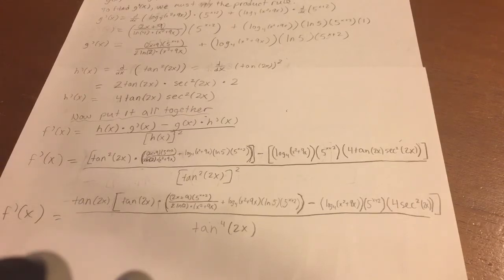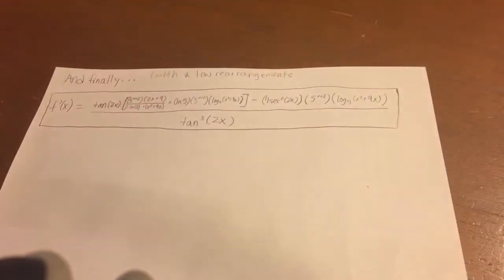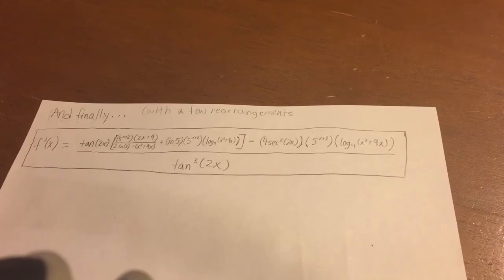into their respective spots. And we are given our final answer of tan of 2x times 5 to the power of x plus 2 times 2x plus 9 over 2 ln of 2 times x squared plus 9x plus ln 5 times 5 to the power of x plus 2 times log base 4 of x squared plus 9x, close bracket, minus 4 secant squared 2x times 5 to the power of x plus 2 times log base 4 of x squared plus 9x, close parentheses, all over tan cubed of 2x.